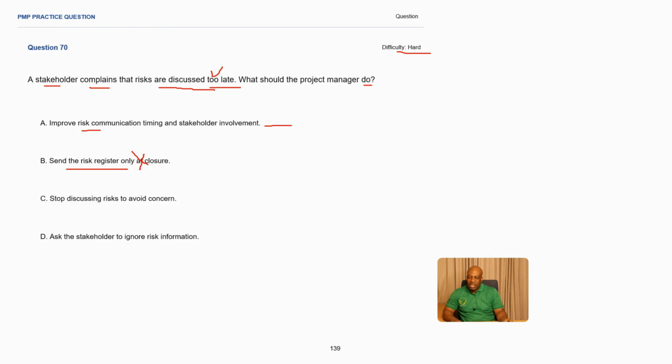Stop discussing risks to avoid concern. You cannot stop discussing risk. In every project, I'm yet to see a project which doesn't have a risk, from my experience. So it means you have to discuss risk, making this one an incorrect answer. Ask the stakeholder to ignore risk information. You don't ignore risk information. Risk is actually very important because it gives you that proactive time to look at how you're going to respond in case it materializes, making this an incorrect answer.